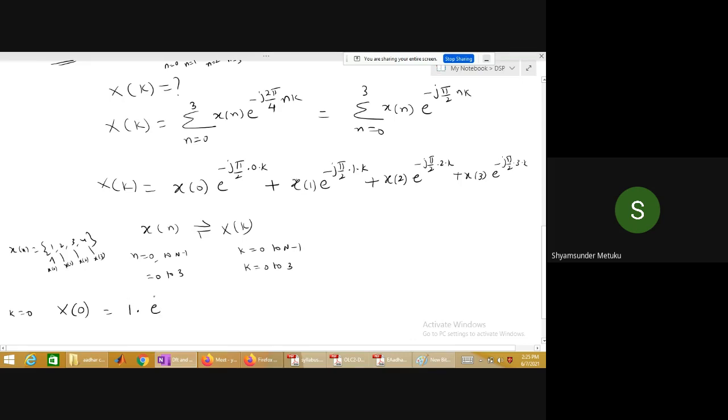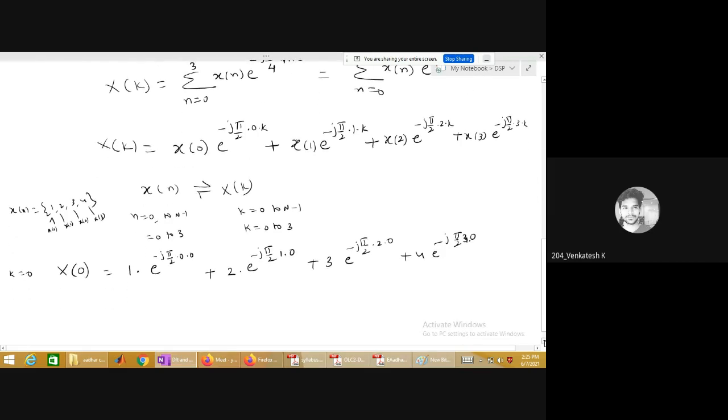So 1 into e power minus j pi by 2 into 0 into 0, can we write? Yes, sir. So what is the overall value? It is 10, because 1 plus 2 plus 3 plus 4 is 10. Is it not 10? Yes, sir.